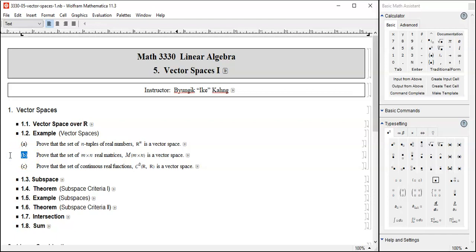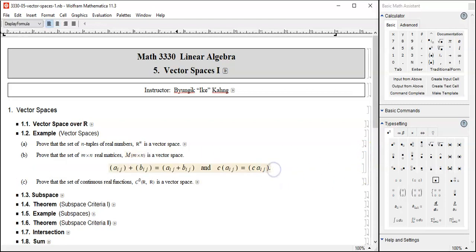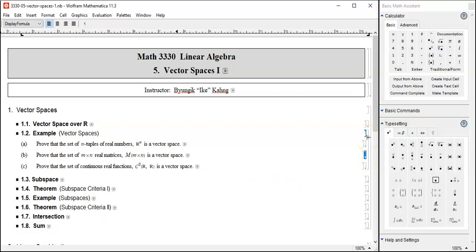Prove that the set of all n by n real matrices, capital M of n by n, is a vector space. Let's see, is this a vector space? Have you done this before? Again, the answer is yes. We have done it in week 3, in module 3, when we started matrices. We established matrix addition and scalar multiplication like this, and then we went through all those rules. So we'll say 1.2b is also done, and let's go to the third example.